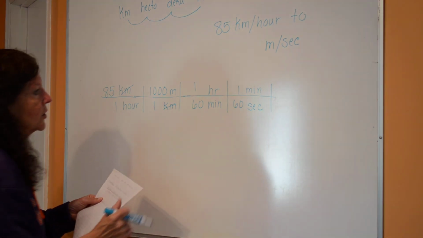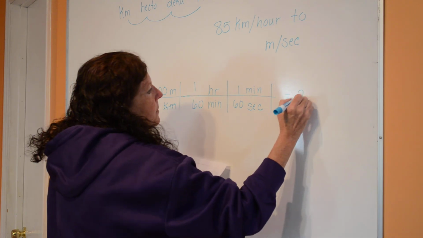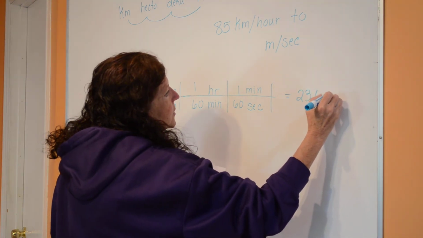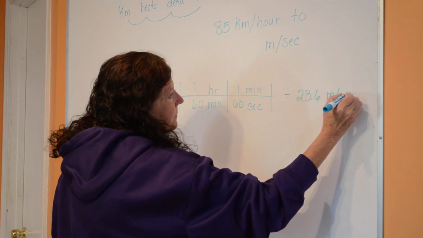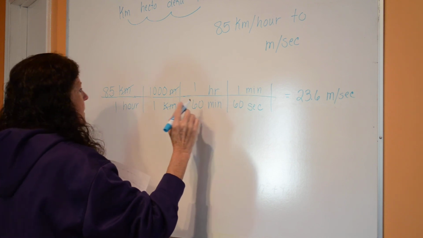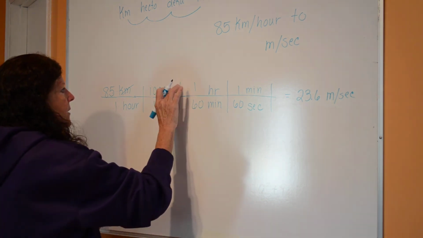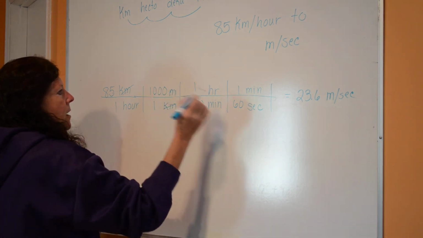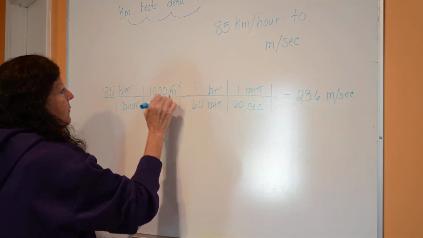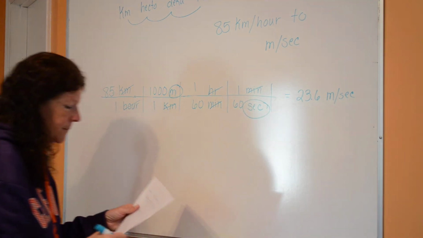And again, you can use your calculator. And that's going to give me 23.6 meters per second. And you see that those are the units that you have left. Actually the meters stay, but then my hour goes away and my minute goes away. So you're left with meters per second.